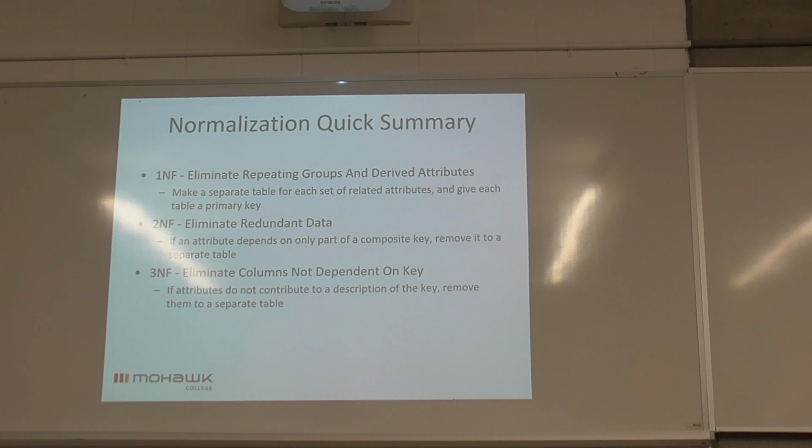Third normal form: eliminate columns not dependent on a key. If attributes do not contribute to a description of a key, remove them to a separate table. Attack data redundancy according to not the primary keys, but everything else. Make sense? Questions? All right.